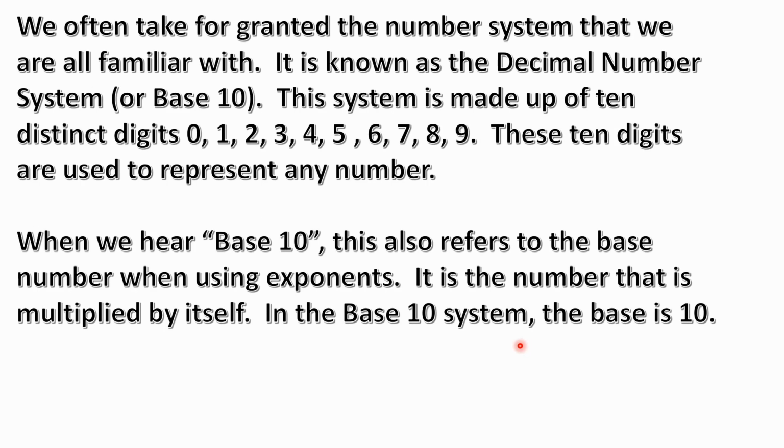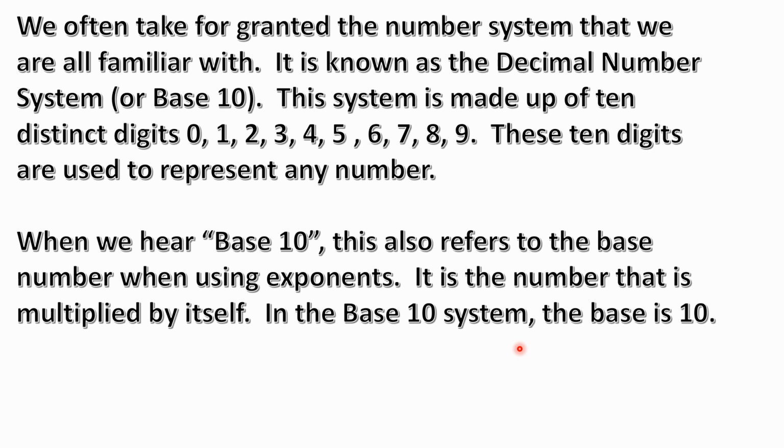I wanted to cover number systems, and we'll take a look at which ones we're referring to. I've got several here. The first one should be very familiar, called the base 10 or the decimal system, which is the system that most people should be familiar with. We often take for granted that the number system we're using is known as the decimal system or base 10. This system is made up of 10 distinct digits. We've got 0, 1, 2, 3, 4, 5, 6, 7, 8, and 9. Should seem pretty obvious to most people.